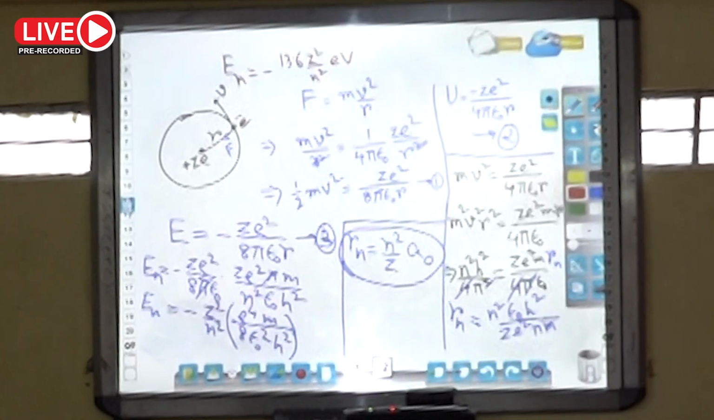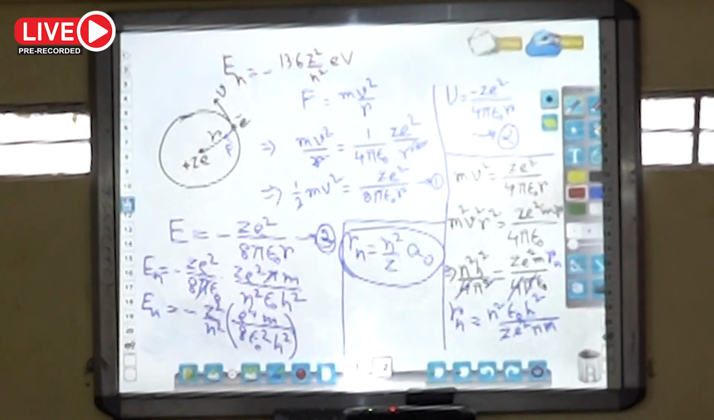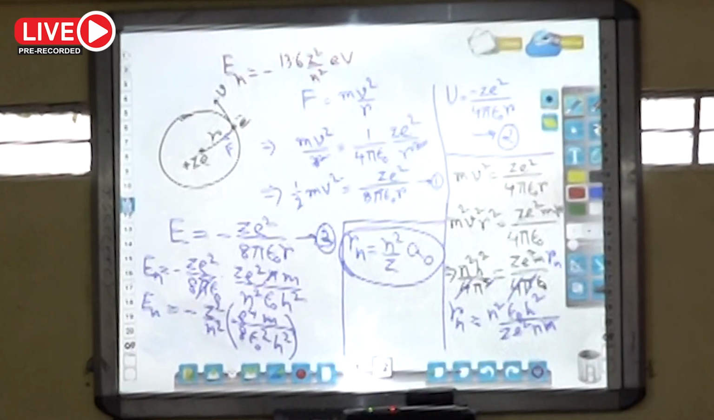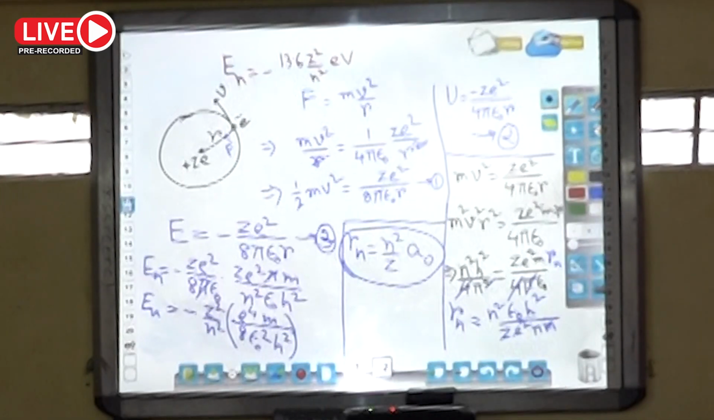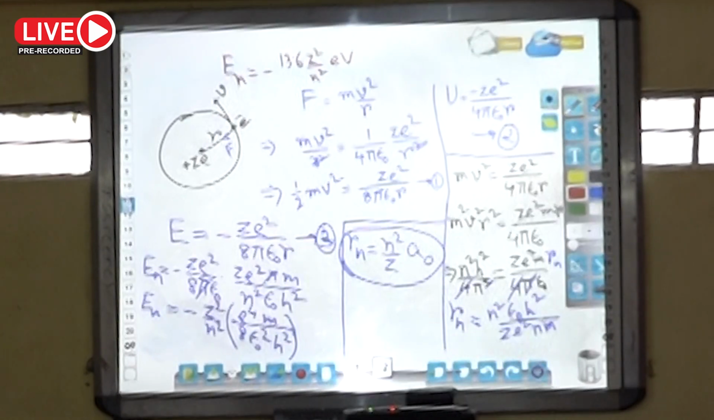For hydrogen, if the electron is in the first Bohr orbit, Z is 1, n is 1. So it will be minus 13.6 electron volt. In the higher orbit, for hydrogen, you can put Z as 1 always, and n will be 2, 3, 4, etc. Principal quantum number. So it shows that as you go to higher orbits, energy will increase. There is a minus.